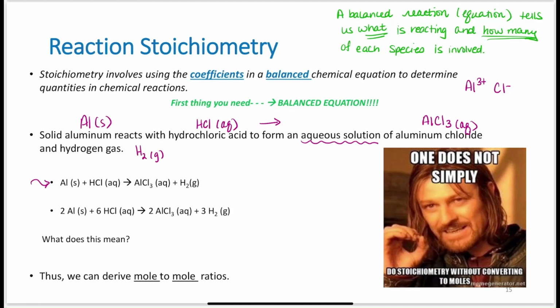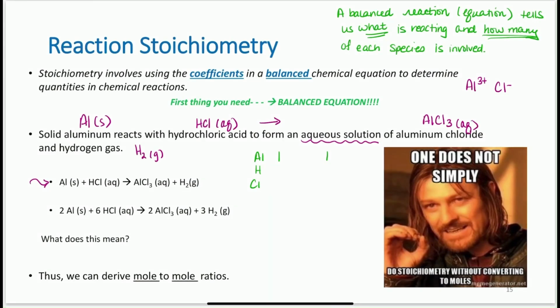Again, we need to compare apples to apples. So we have to balance this. When we look at this, you can do the counting of the atoms method. I recommend writing it out until you're comfortable and can do this faster. So on my reactant side right now, I have 1 aluminum. On my product side, I have 1 aluminum. On my reactant side, I have 1 hydrogen, and on my product side, I have 2 hydrogens. On my reactant side, I have 1 chlorine, and on my product side, I have 3 chlorines.